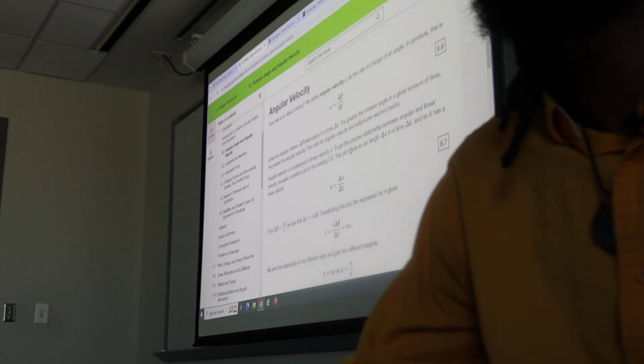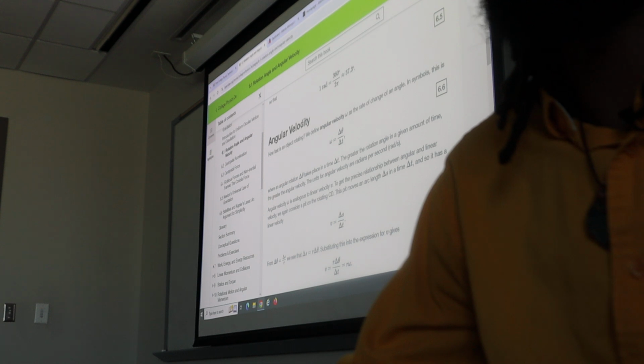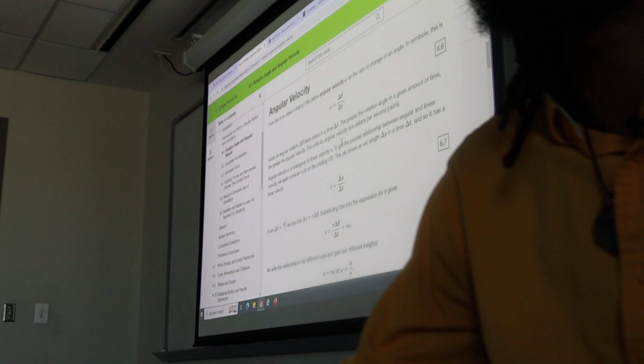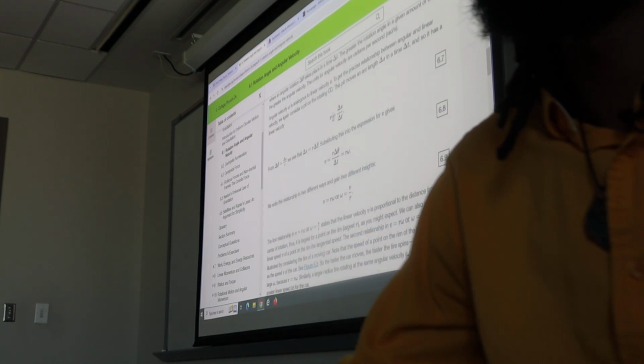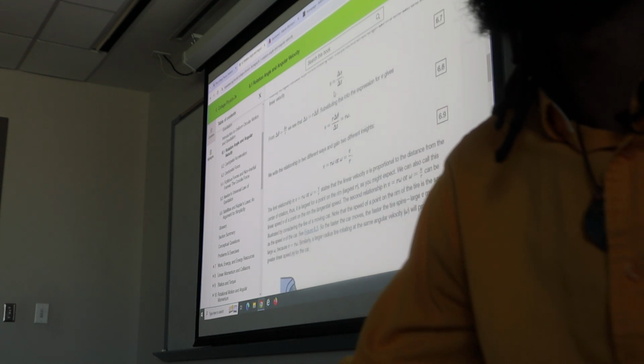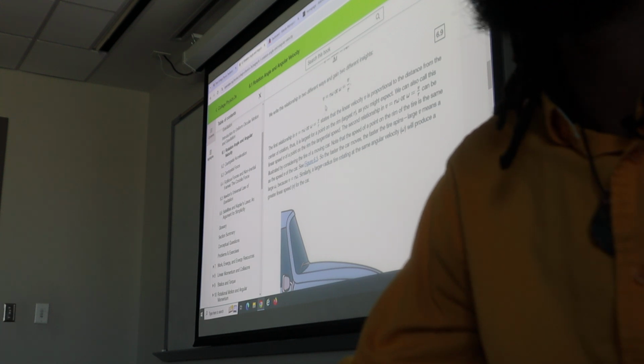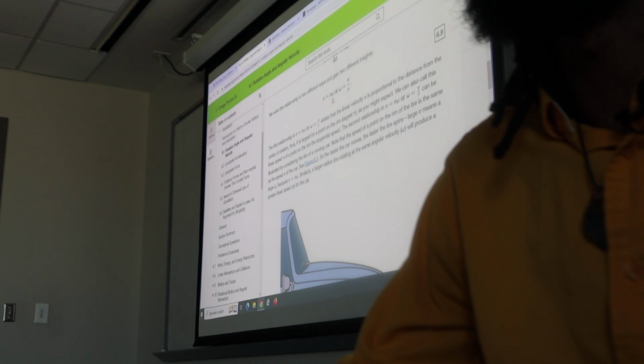So then we're looking at angular velocity. Angular velocity is d theta over dt. So then looking at linear velocity, ds over dt, change in s over the change in time. So then we have our relationship between angular velocity and r. Angular velocity equals v over r, or v equals r omega.